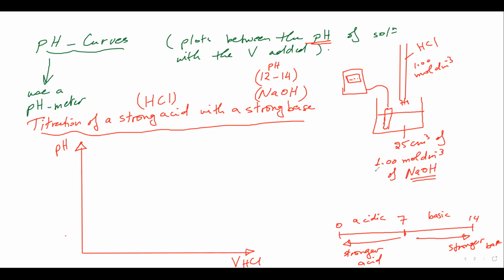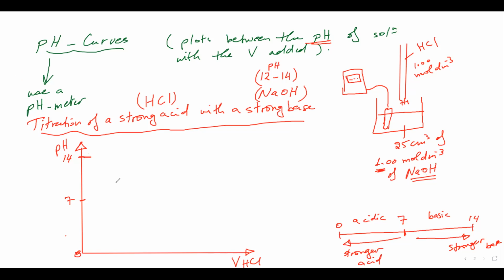But because we are using 1 mole per decimeter cube, the pH that we are going to start with is about 14. You place 25 centimeter cube of sodium hydroxide having this concentration. This concentration is considered a high concentration. If you say 0.1, then it's a lower concentration. 0.01, much lower. But 1 is a high concentration, and that's why its pH will be about 14. The pH scale goes from 0, 7, till 14. So you are starting with 14 because we started with sodium hydroxide.